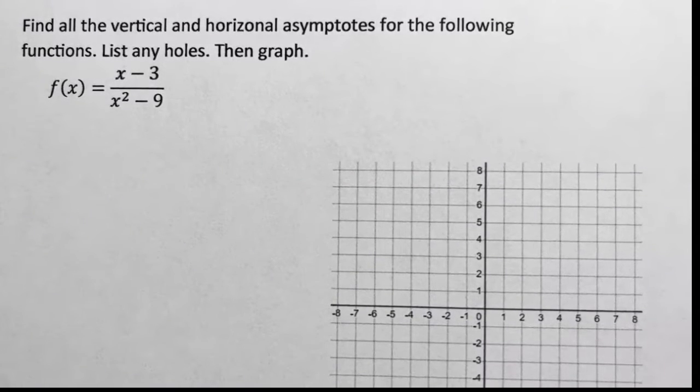Today I'm doing a series of videos on rational functions and their graphs. This problem says find all the vertical and horizontal asymptotes for the following function, list any holes, then graph.